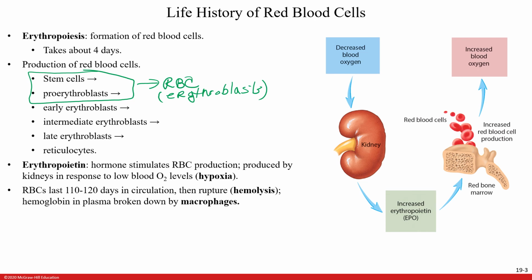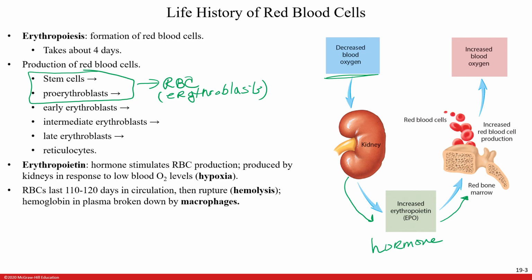Now, somebody asked me about this figure. I want to run through this really quick. It's pretty straightforward. If the kidneys detect a decrease in oxygen in the blood, that is almost always a function of not having enough hemoglobin to carry enough oxygen molecules. So what that's going to do is it's going to cause the kidneys to secrete a hormone called erythropoietin, or EPO, and that hormone is going to be released to its target cells, which are in the red bone marrow.